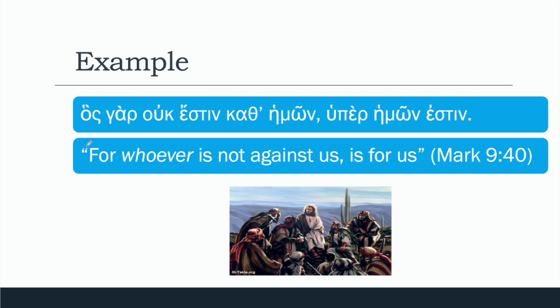Here's another example where the relative pronoun is just standing on its own here. Hos gar ouk estin kath' hemon huper hemon estin. For whoever is not against us is for us.